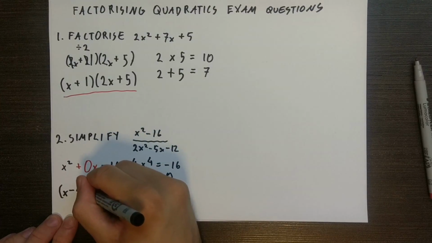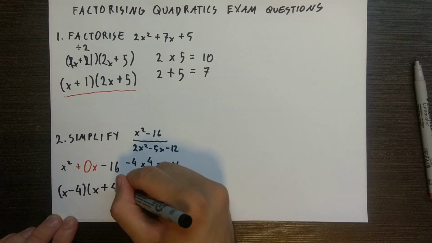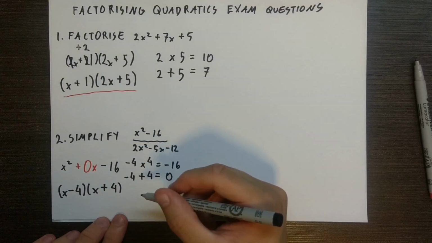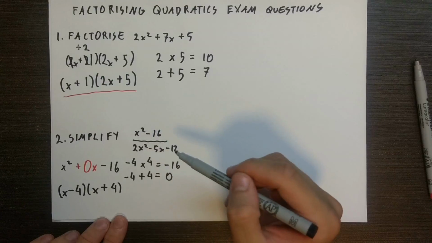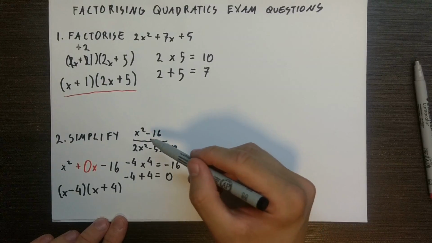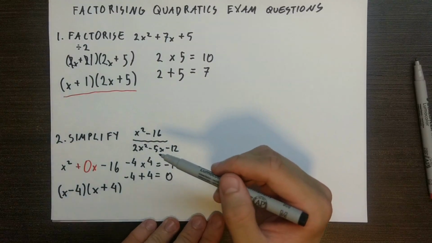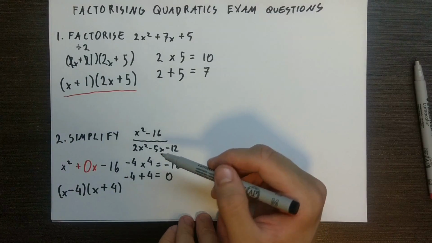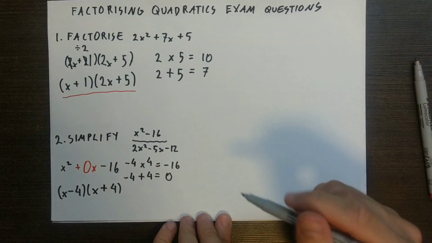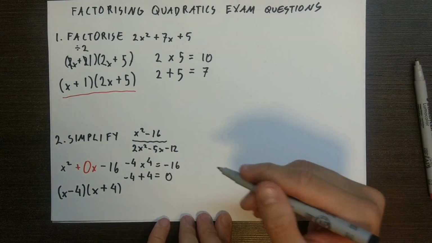In one of them we have negative 4, in the other one we have positive 4. So this will form our top part of the final factorized version of this equation. So we are almost halfway there. Now we just have to figure out the bottom part. That's the second hard bit.